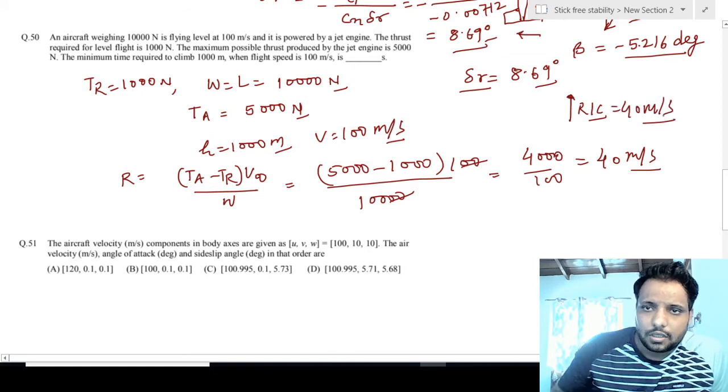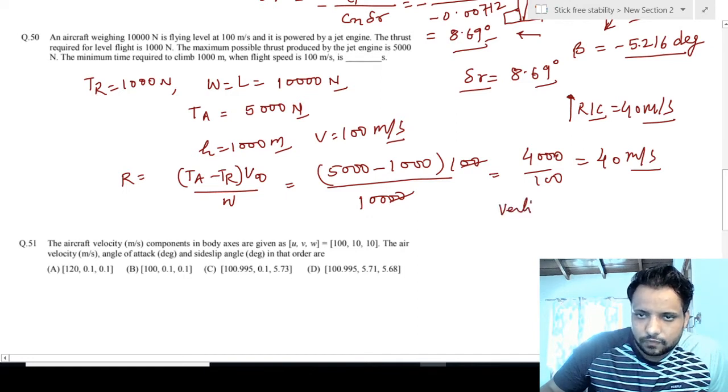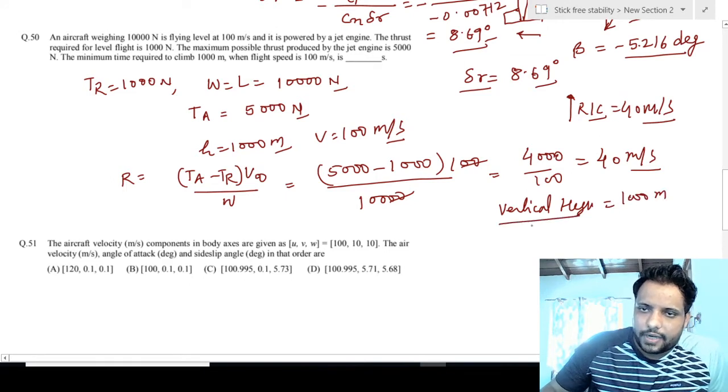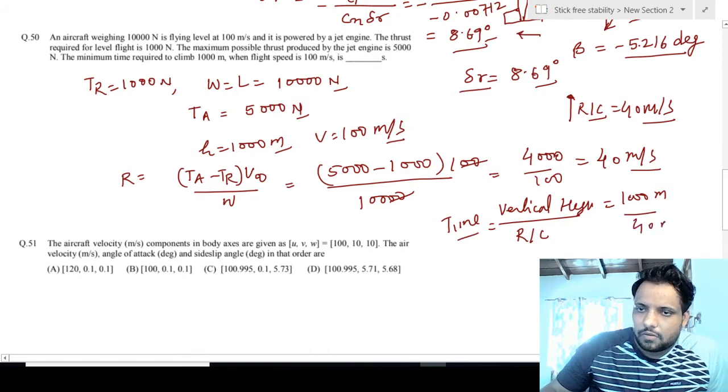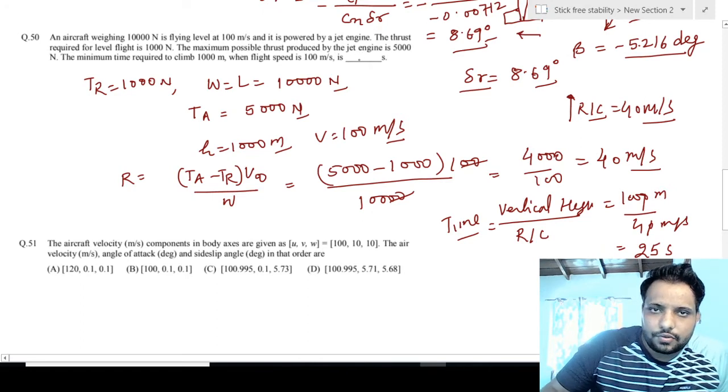Now total distance to climb is 1000 meters. So that means the vertical height is 1000 meters, and when I divide it with the rate of climb, I will get time. So 1000 by 40 meter per second, that means 25 seconds. So 25 seconds is the time required here, so this is the answer.